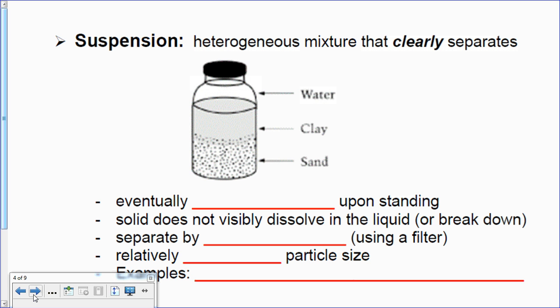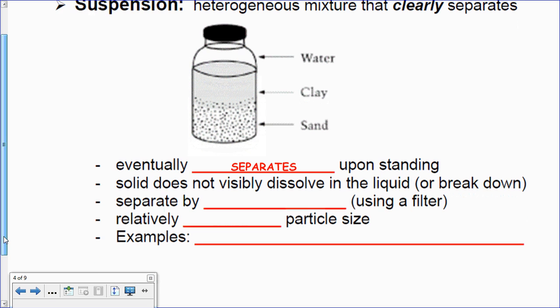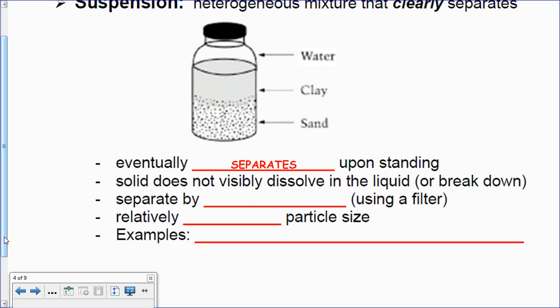is a heterogeneous mixture that clearly separates. Like if we've got muddy water, the mud will separate out. That's technically called a suspension. So it eventually will separate upon standing. That means sitting still. It's separated by filtration. Typically, if you wanted to filter the sand and clay out of this water, you pour it through a filter.